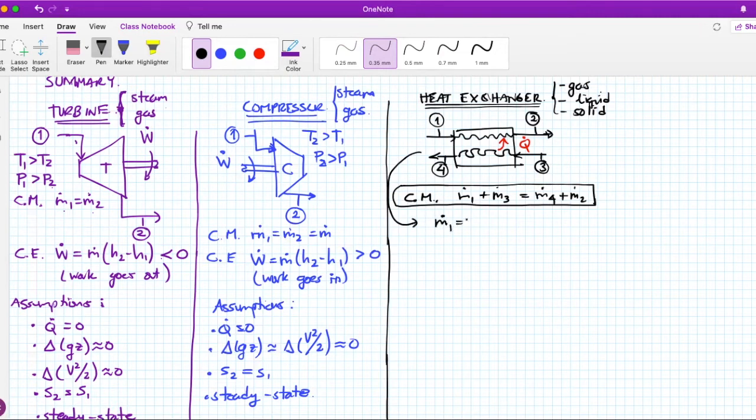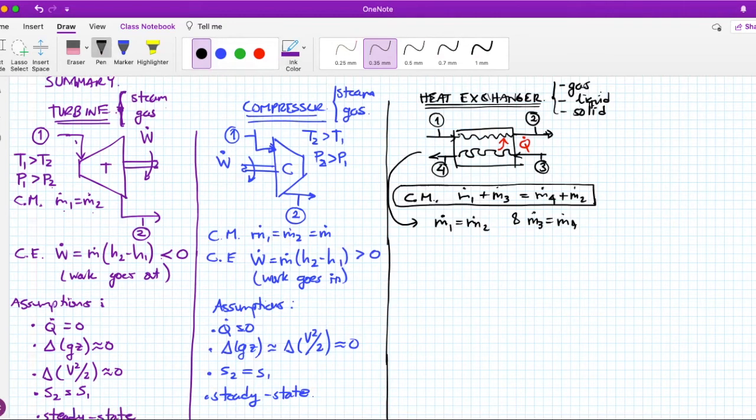Also, m1 equals m2, and m3 equals m4, because those two flows are not mixing with each other. So the same amount of one that is going in is going to be the same amount going out at 2, and the same thing for flow 3, 4. Those guys will keep their own mass flows because you are not mixing them. Fine, so this is just because of how the drawing is done.